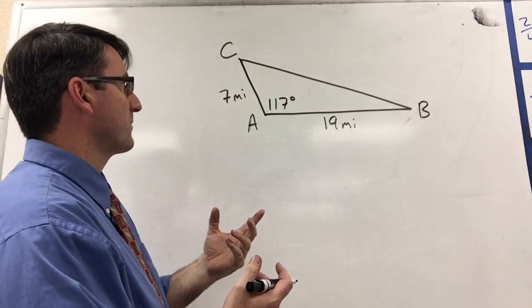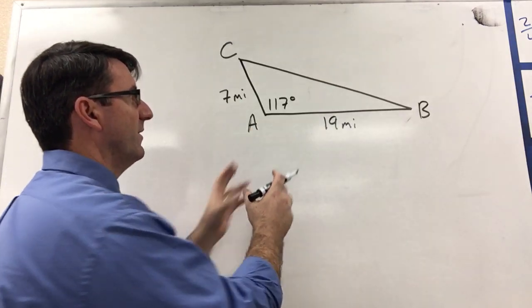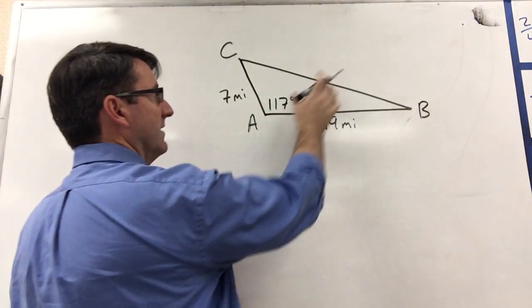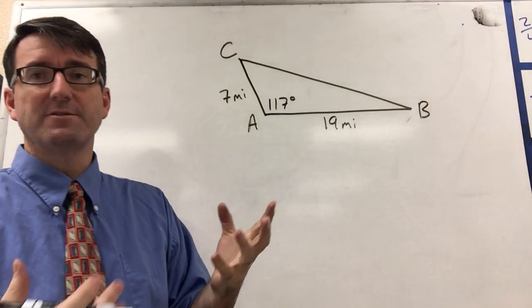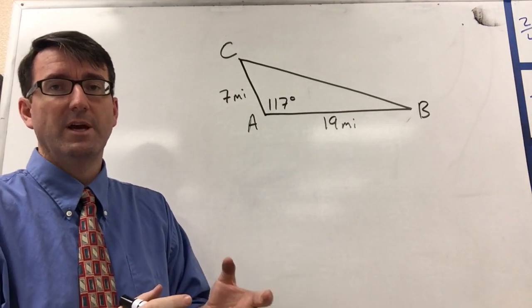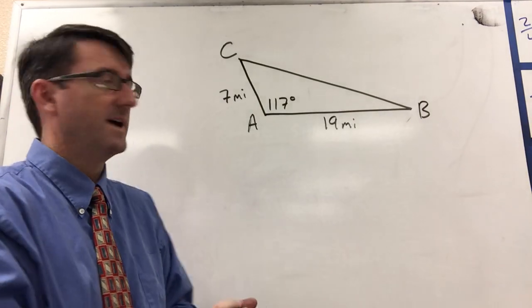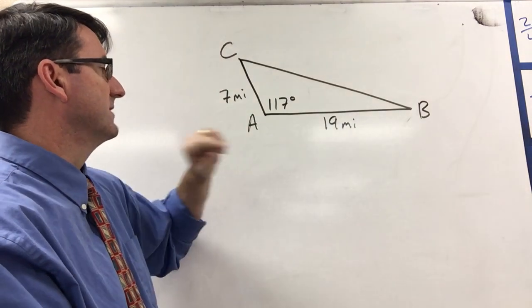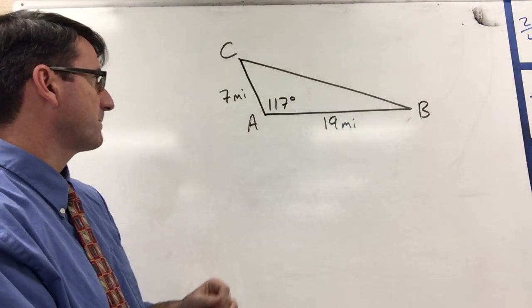And since we don't have any pairs, like an angle and a side across from it, that we know both of those, which we would need for the law of sines, we're going to need to use the law of cosines on this one.